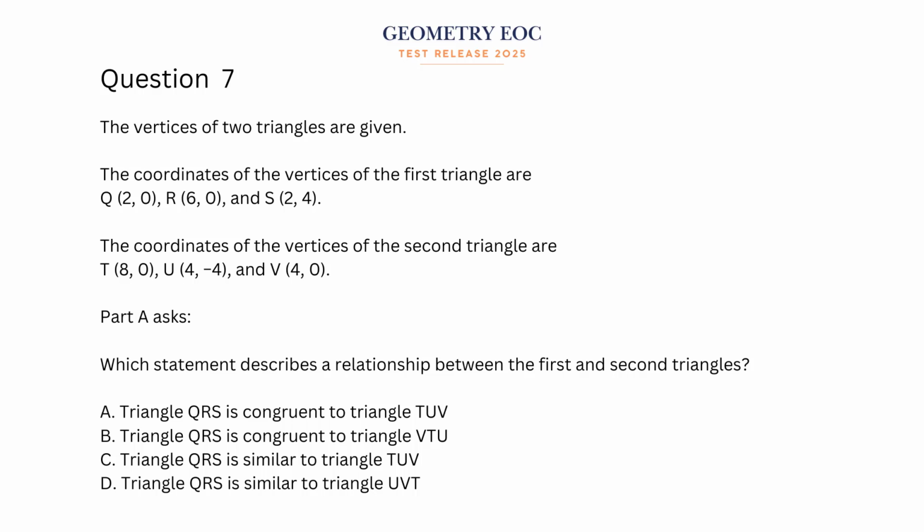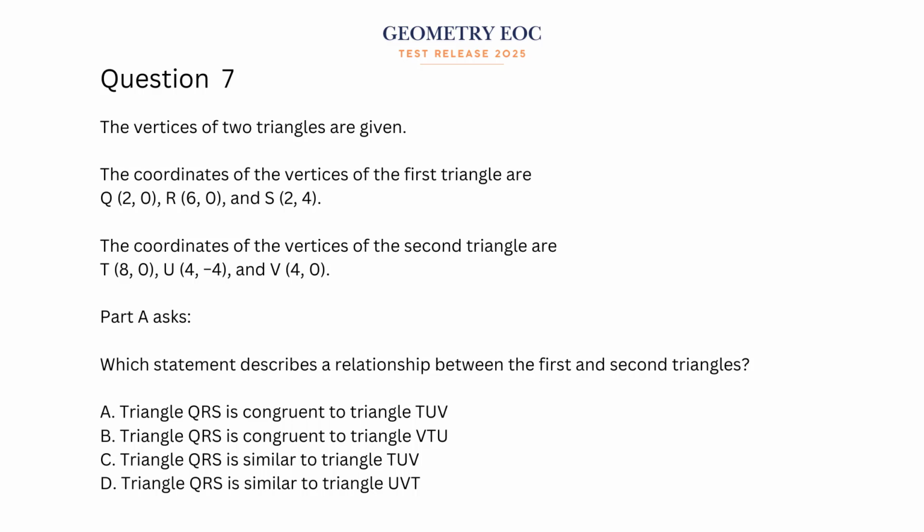A. Triangle QRS is congruent to triangle TUV. B. Triangle QRS is congruent to triangle VTU. C. Triangle QRS is similar to triangle TUV. D. Triangle QRS is similar to triangle UVT.